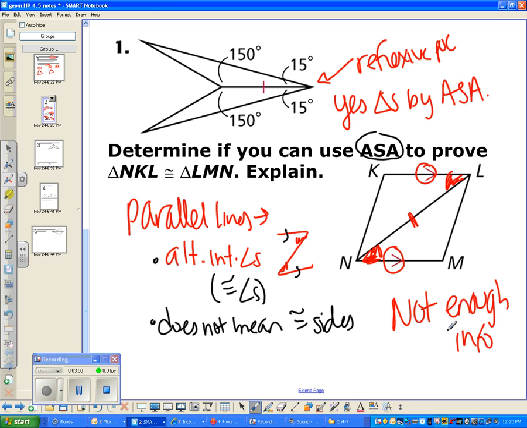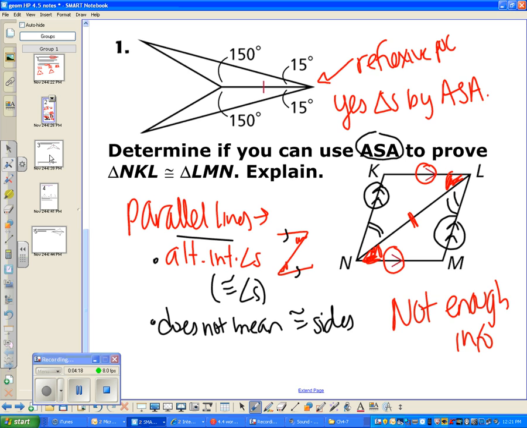Now, let's say, for example, I wanted to add more information. Let's say I told you that this angle was congruent to this angle because these sides were parallel. Then, by angle, side, angle, those triangles would be congruent. So I needed enough information. I needed to know that these lines were parallel, and then you can conclude that those triangles are congruent by ASA. Okay, so make sure you're aware of parallel lines.